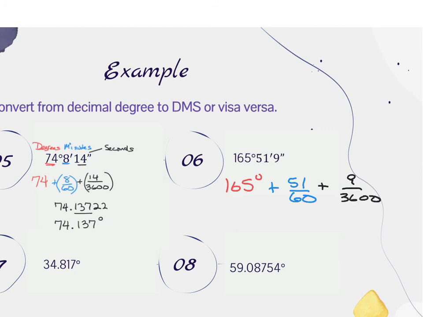So I'm going to go ahead and key this into my calculator. And I get 165.8525. I'm going to round it, so 165.8523. And these are decimal degrees.